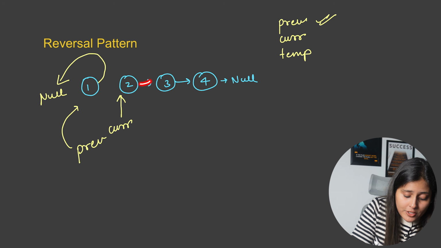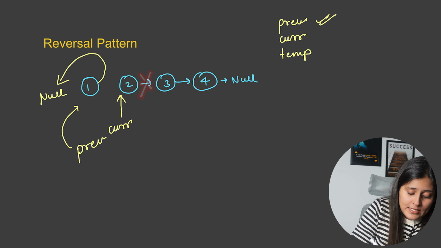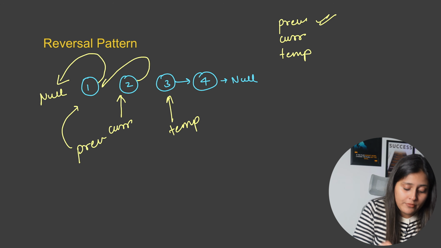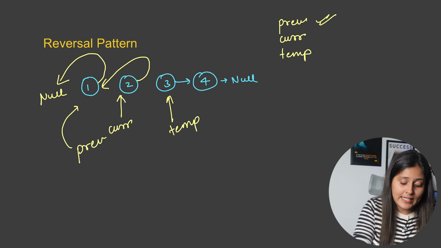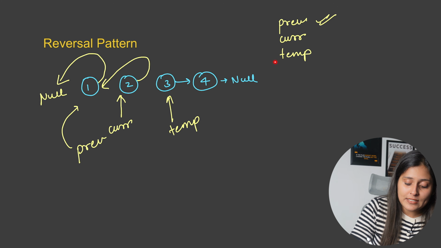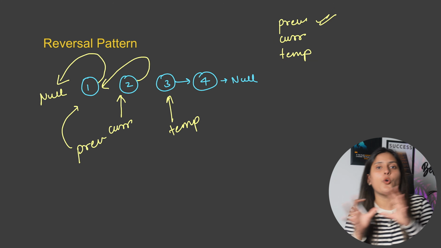Before disconnecting the 2 next node, we will store this in the temporary variable, and 2 dot next we will connect to 1, which is previous. Now we can say before 3 every node is reversed, and this is how these 3 pointers will help us to reverse the whole linked list.